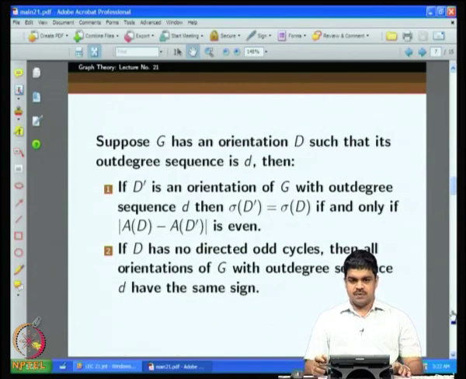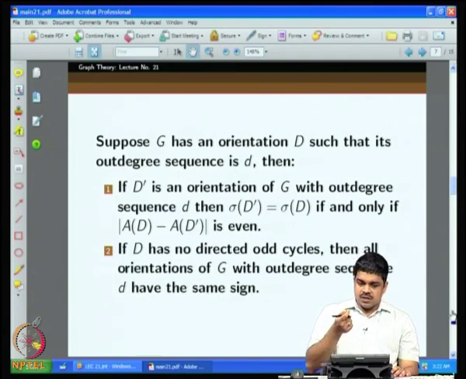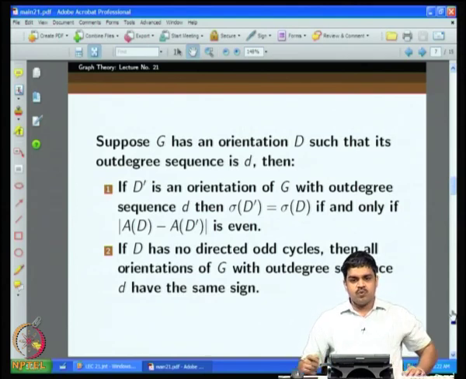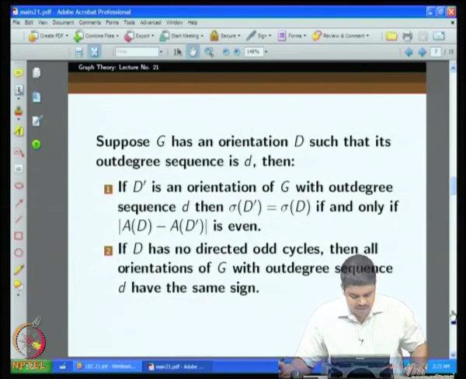So in that case, we are claiming that it is list colorable from the corresponding lists, if the lists satisfy the cardinality condition, namely each list li, the list corresponding to the ith vertex, has cardinality at most di plus 1, where di is the out degree of that vertex with respect to this orientation, where we have claimed that there are no directed odd cycles. How do I prove that? So it is simple, this is the way it is.